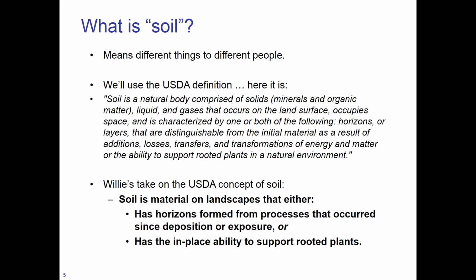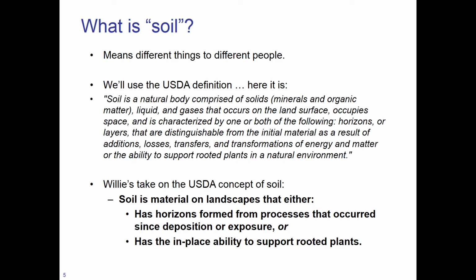We will use the USDA definition for our purposes, and here it is. I'll read it. Soil is a natural body comprised of solids, liquid, and gases that occurs on the land surface, occupies space, and is characterized by one or both of the following: horizons or layers that are distinguishable from the initial material as a result of additions, losses, transfers, and transformations of energy and matter, or the ability to support rooted plants in a natural environment. You have to take a breath after that one.